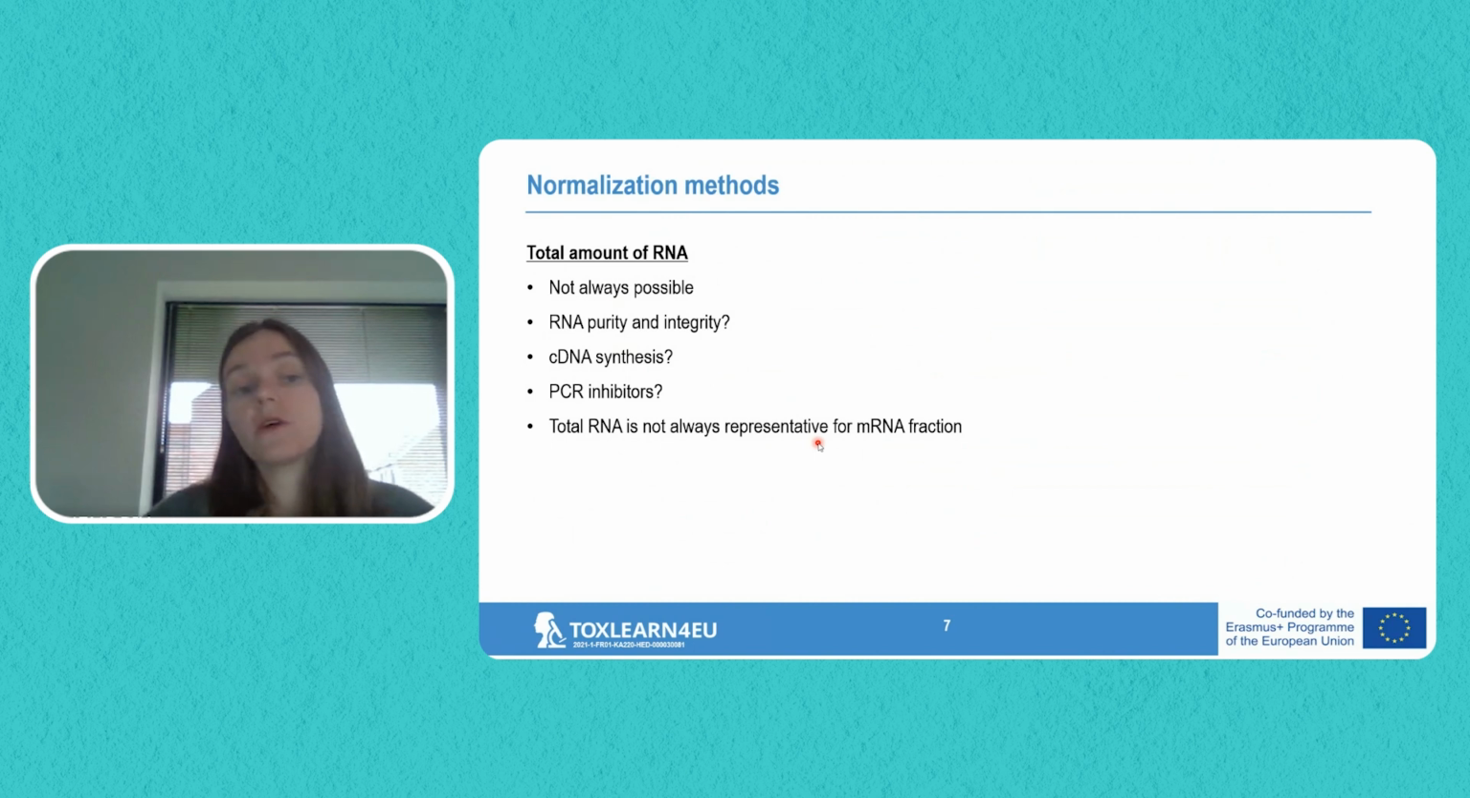And again, even though you could normalize against the total amount of RNA, this does not tell you anything about the RNA purity and integrity, about the efficiency of cDNA synthesis, about the presence of PCR inhibitors between different samples. And also, what's important to keep in mind is that the total amount of RNA, which is what you determine using, for example, the NanoDrop, is not always representative for the messenger RNA fraction. And in qPCR, we are, of course, only analyzing gene expression, which means mRNA levels. So again, this method is unreliable for data normalization.